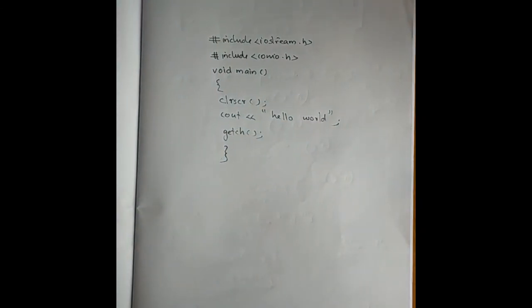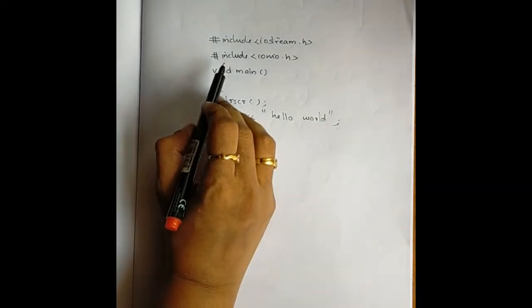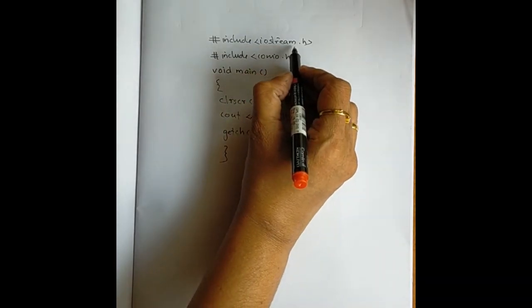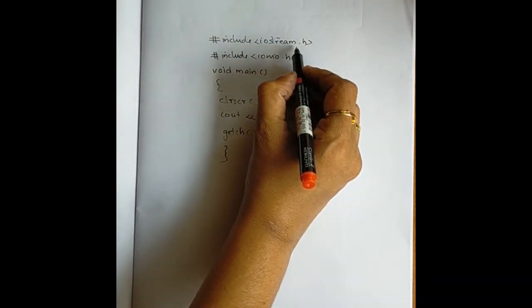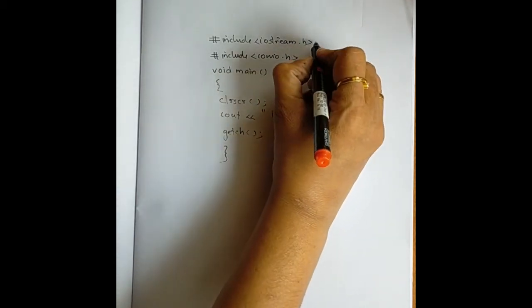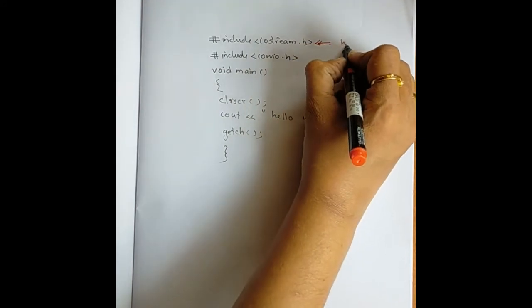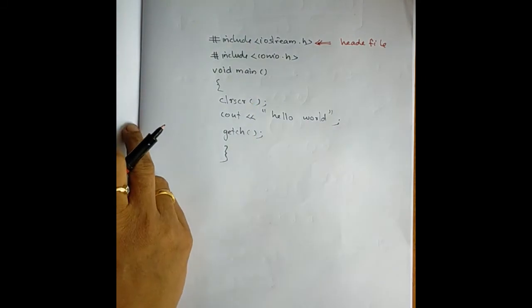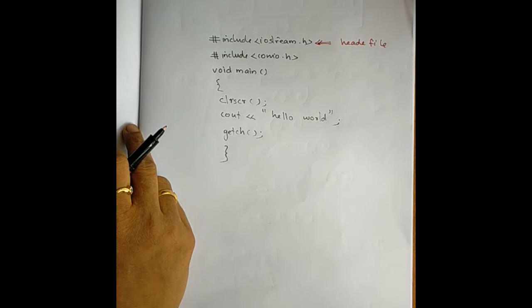In the last class we studied the structure of a C++ program. Here, hash include iostream.h. This iostream is a header file. It stands for input output stream. A header file is a collection of predefined functions or methods. It is also called the library functions of C++.